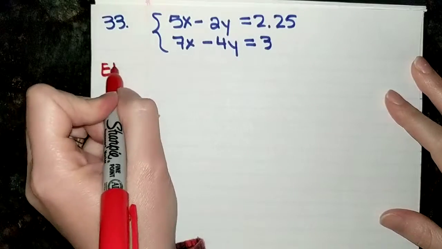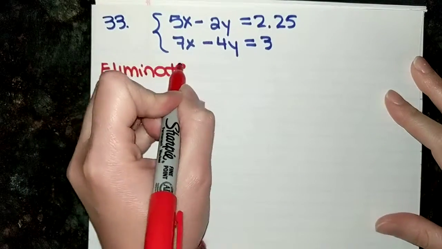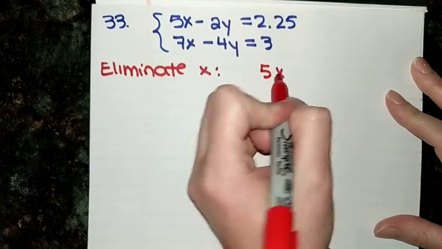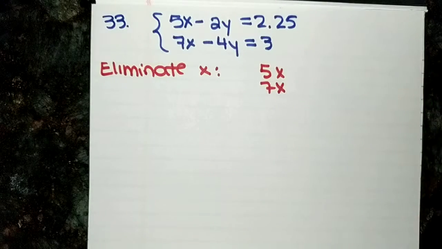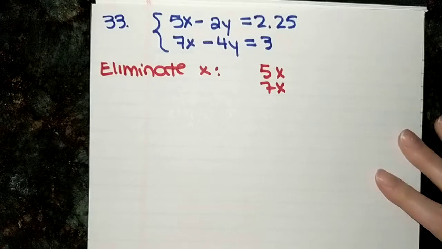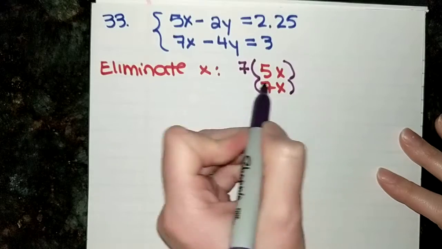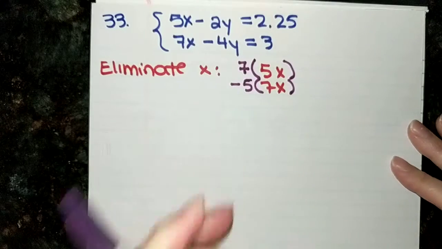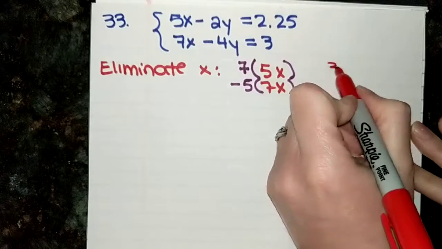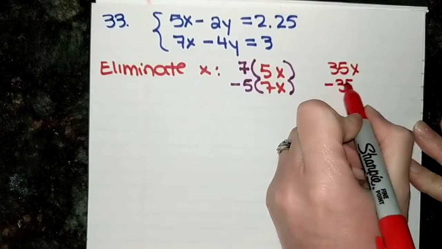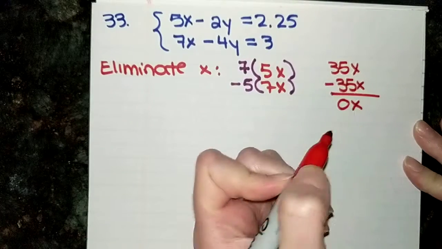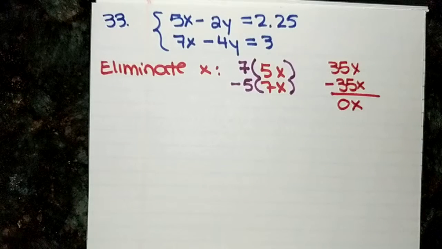So if you said that I want to eliminate x, what is interesting about this is you have 5x and you have 7x, and they do not have a common factor between them. So in order to eliminate, you would have to multiply the first equation by 7 and the second equation by -5. And if you did that, then you would get 35x and -35x, which would add to your 0x. So here you're actually going to have to multiply both equations in order to get the variable eliminated.